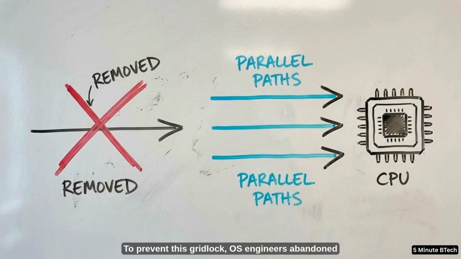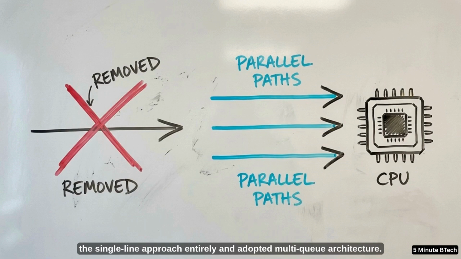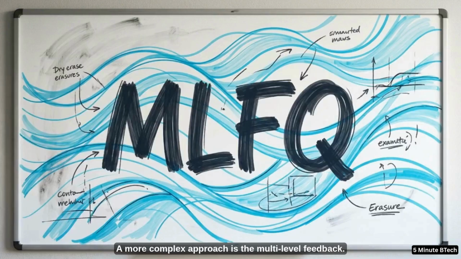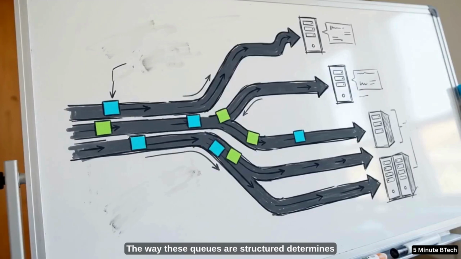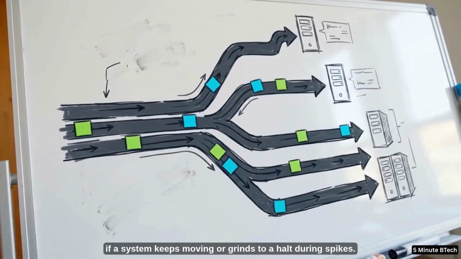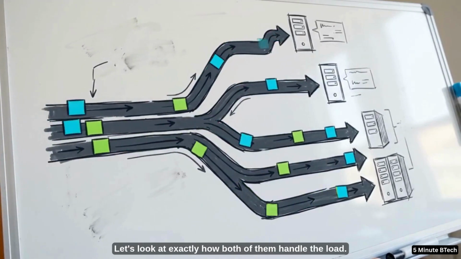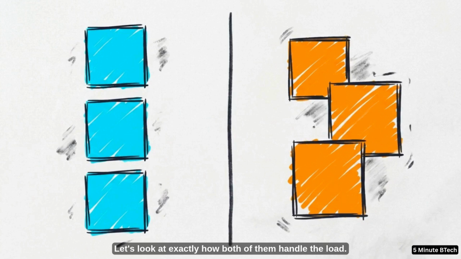To prevent this gridlock, OS engineers abandoned the single-line approach entirely and adopted multi-queue architecture. The simplest method is multi-level queue scheduling, or MLQ. It relies on strict, rigid sorting. A more complex approach is the Multilevel Feedback Queue, or MLFQ, which adapts continuously. The way these queues are structured determines if a system keeps moving or grinds to a halt during spikes. Let's look at exactly how both of them handle the load.